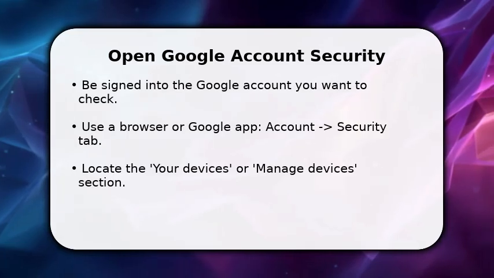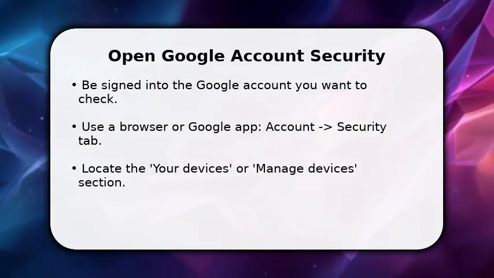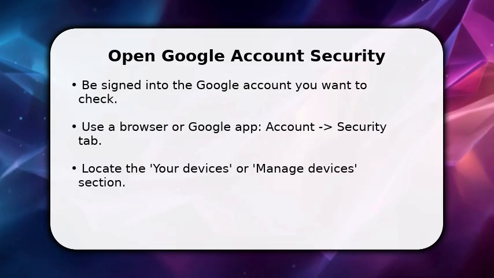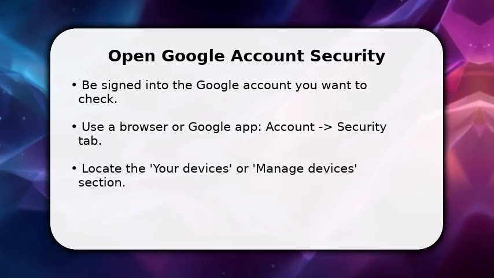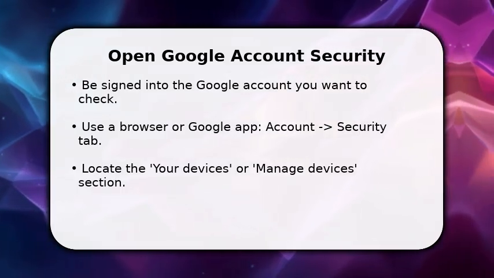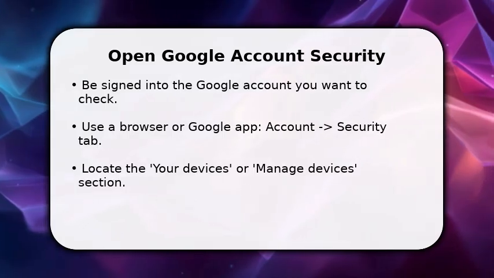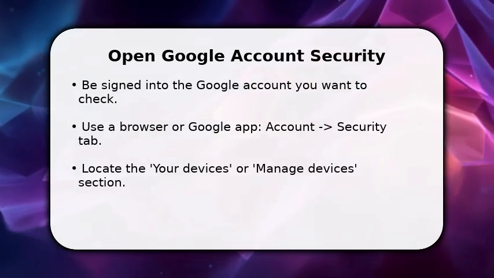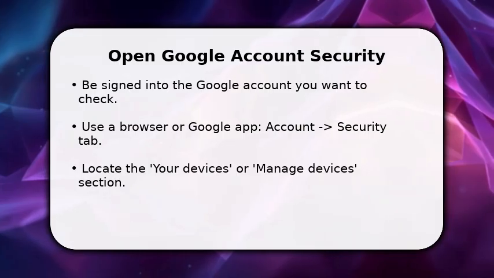Enjoy the video. You start by opening your Google account and going straight to Security. This is where device activity lives. Once signed in, choose the Security tab and scroll to your Devices or Manage Devices. Make sure you're checking the correct account if you manage multiple emails.